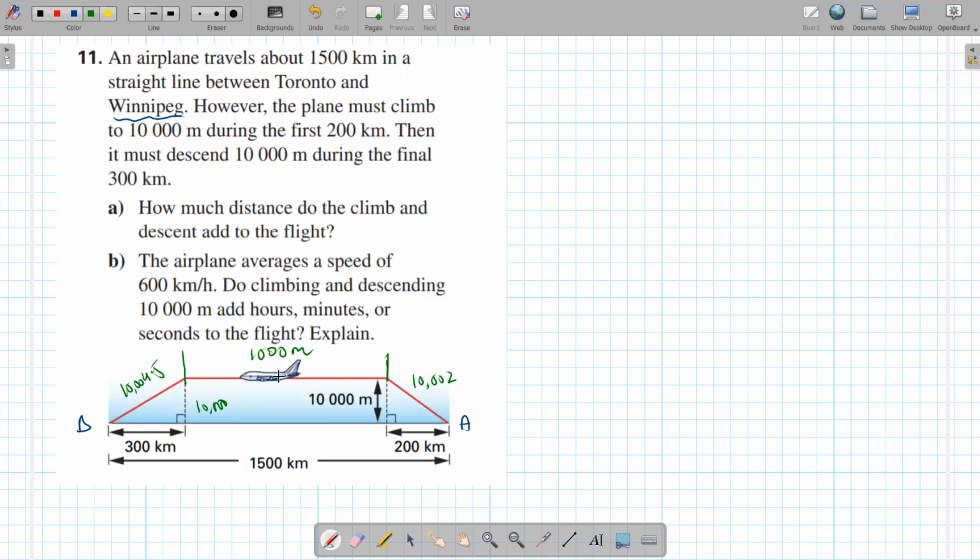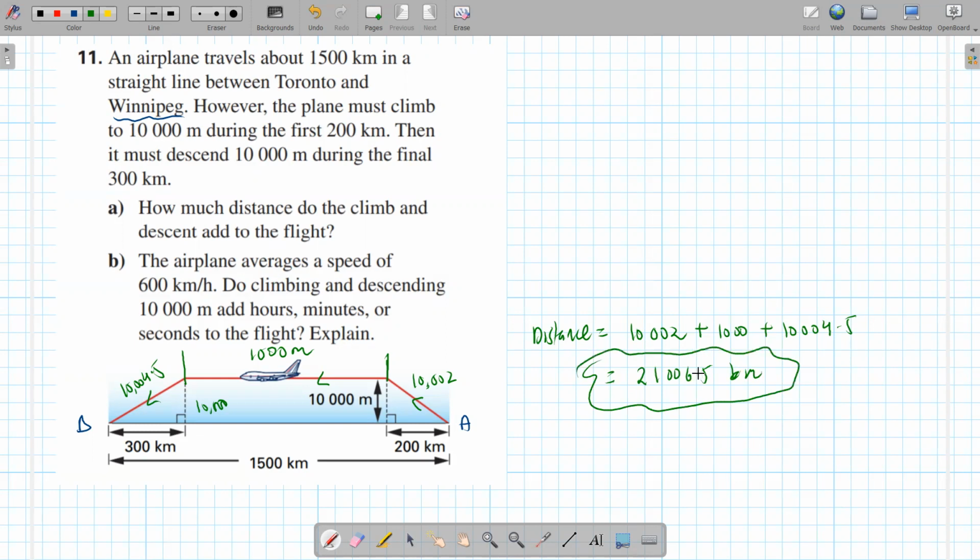So the total distance the plane travels is this line, right? Plus this line, plus this line. That's 10,002, yeah? Plus 1,000 plus 10,004.5. Yeah? That's 20,006.5. So that's gonna be 21,006.5 kilometers. Okay, see the original distance was only 1,500.